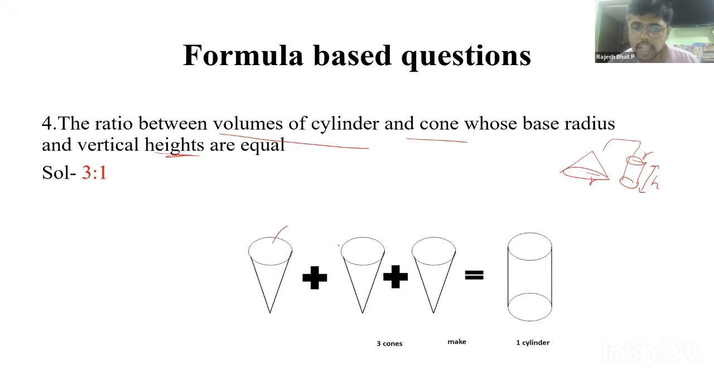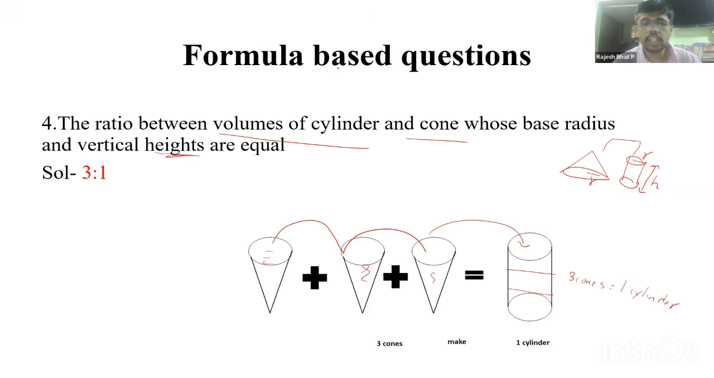See this, 3 cones. If you fill water in this cone, this cone, and this cone, and shift it to this cylinder, it will fill completely. So basically there are 3 cones in one cylinder. So what do students understand from this? There are 3 cones in one cylinder.